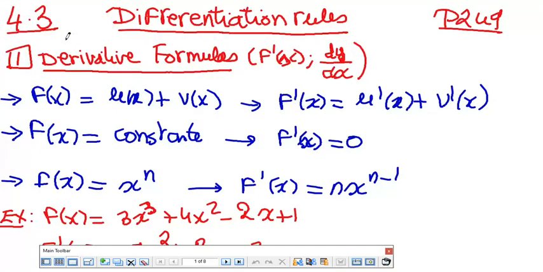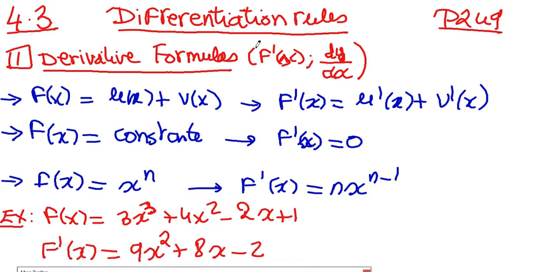Now we are in lesson 4.3, differentiation rules. Already we did in 4.2 the definition of the derivative. Now we're going to have the formulas. I will use the notation f prime, but when you see f prime of x, it also means dy over dx, because you know that f of x means y.